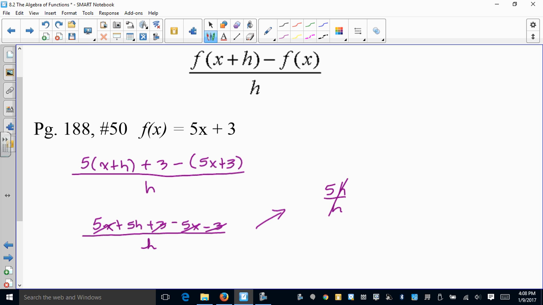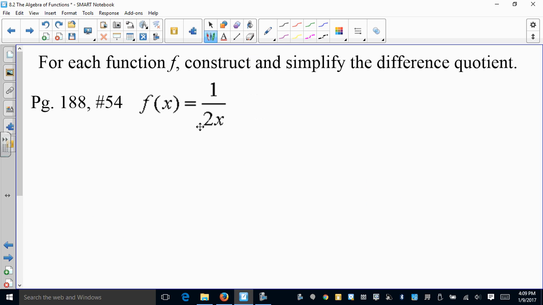Now this should be no surprise to you, since this was already a linear function with a slope of 5. But what if I do something else, like 1 over 2x? Now I was debating on doing this one in class, but the next one is actually a little bit more difficult, so I thought we'll do this one in the notes, and then the next one we'll do in class. So this one here, keep in mind the difference quotient is still f of x plus h minus f of x all over h.